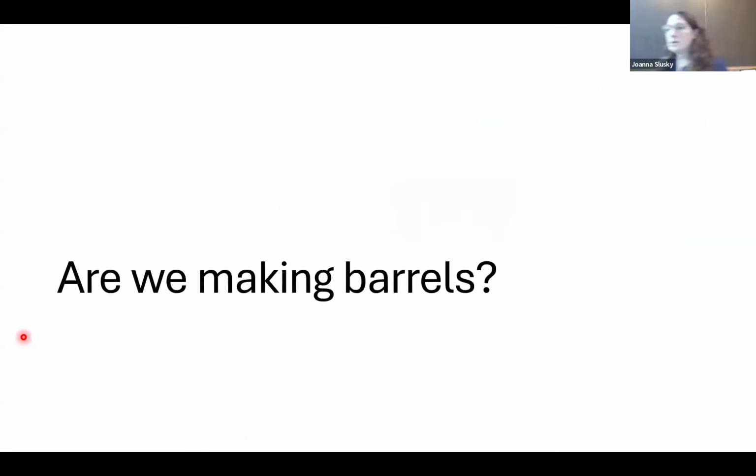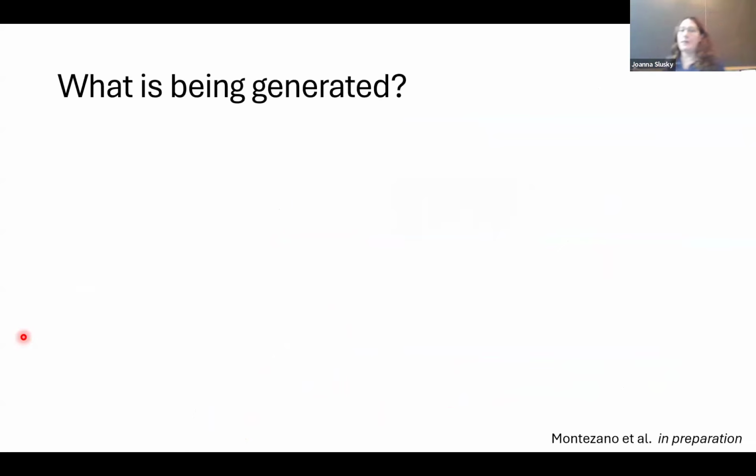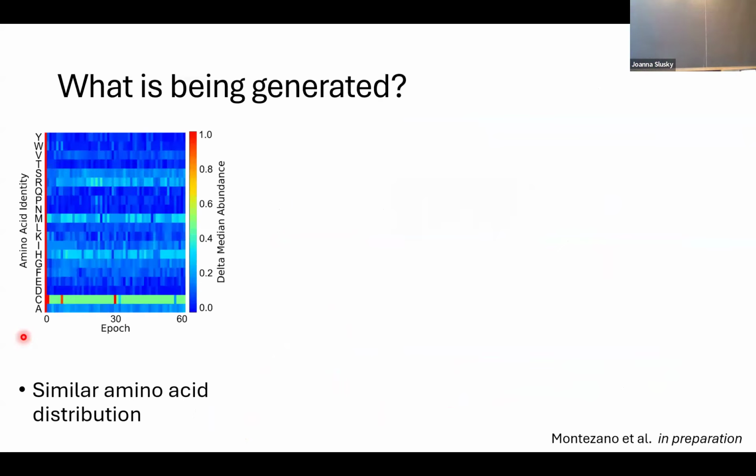Okay. So are we making barrels? I don't know, maybe. We're not sure, but I'll tell you what we do know. So what is being generated? We know that we're getting pretty good amino acid distribution, pretty similar to beta barrel.